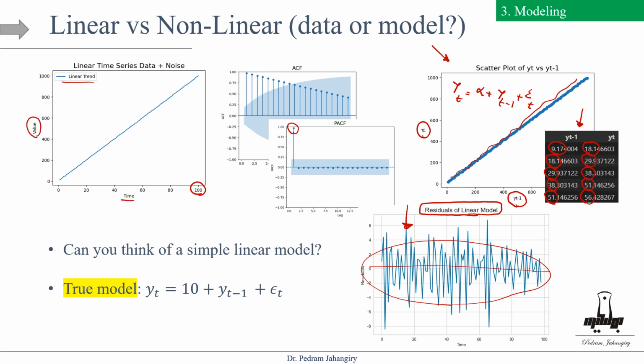And now if I reveal the true model for you, this was the true model: yt is equal to 10 plus yt minus 1 plus some noise, right? And that noise actually was coming from a normal distribution, so this residual is going to be closer to the Gaussian normal. All right, so that was an example where the data was linear. So let me use my highlighter. The data is linear, and we use a simple linear model for capturing the nuances in the data.